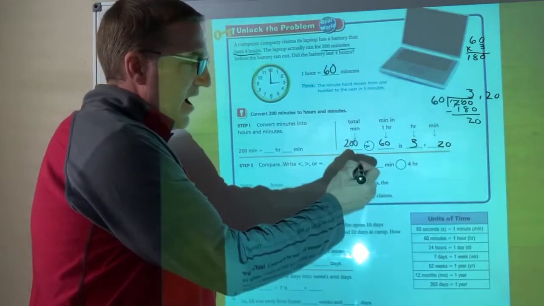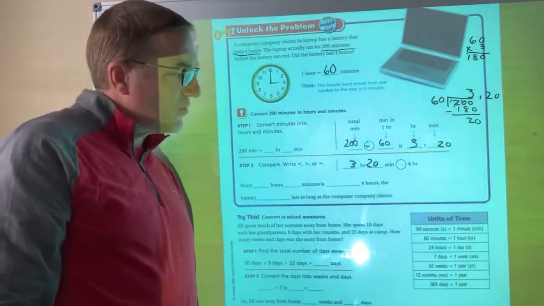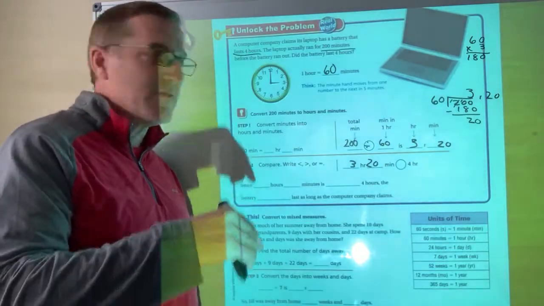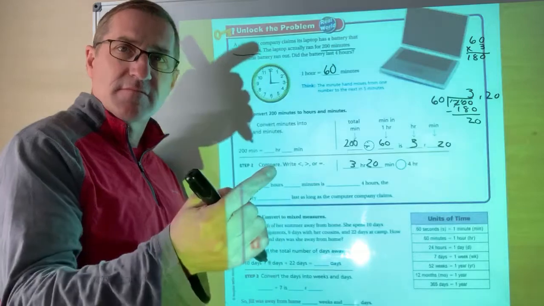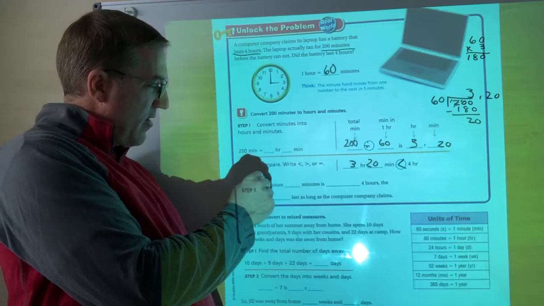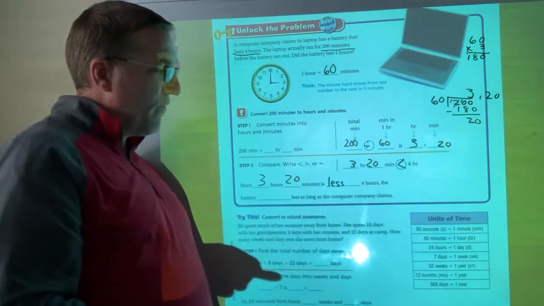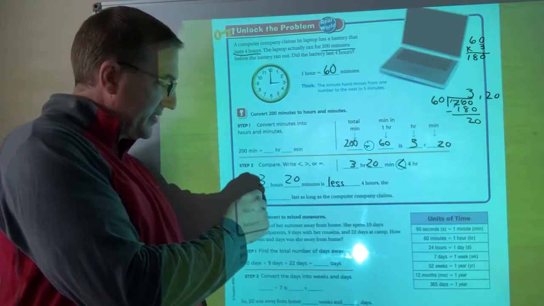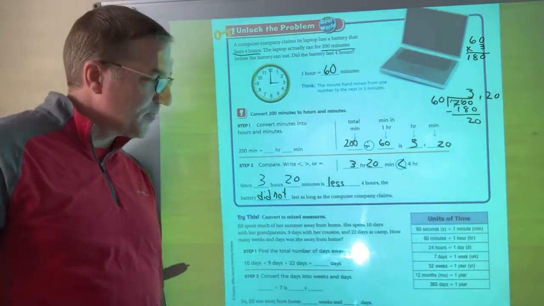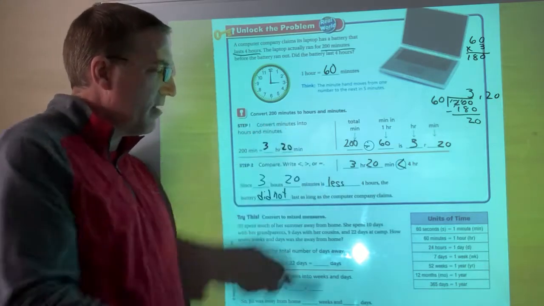So I have 3 hours and 20 minutes. And if I were to compare those, 3 hours and 20 minutes, which is bigger, 3 hours and 20 minutes or 4 hours? 4 hours. So since 3 hours and 20 minutes is less than 4 hours, the battery did not last as long as the computer company claims it did. So I don't want to buy that one. 3 hours, 20 minutes. Make sure I fill them all in.